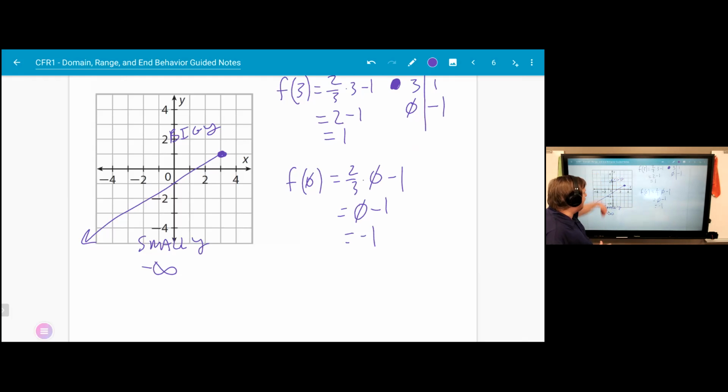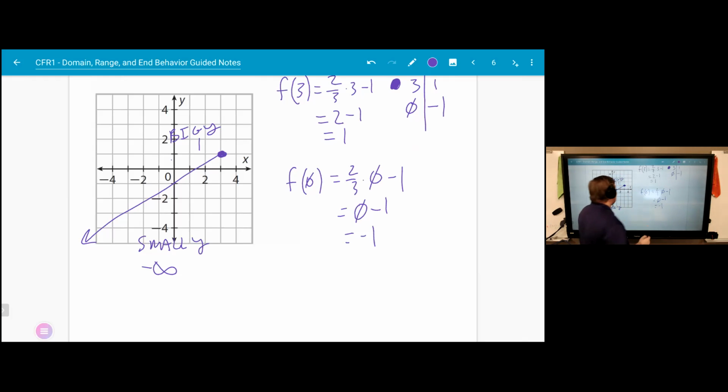This value is pointing in y to negative infinity. That's my smallest y. If I keep going up, up, up, looking for my biggest y, I stop right here. My biggest y value is 1, and it can be 1.